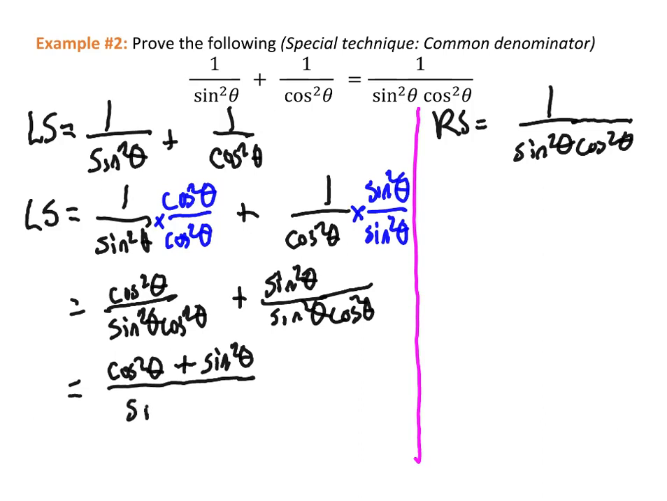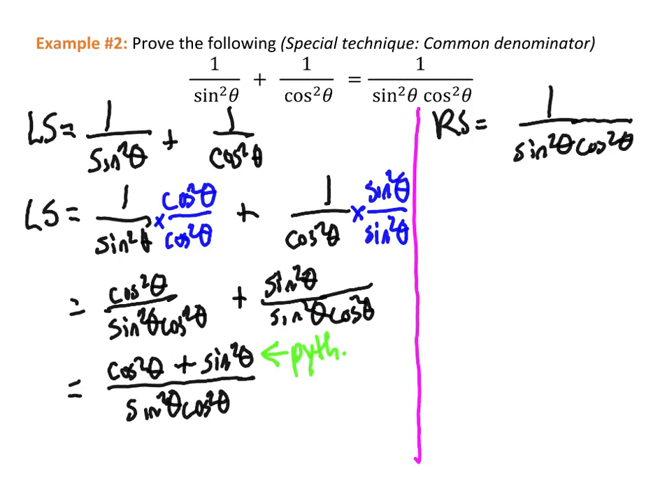On the bottom, I have sine squared theta cos squared theta. All right, so the good news is that I've made this a single fraction, which makes it closer to the right side, but it still doesn't look like the right side. So what are we missing? Well, what we should notice here is actually the Pythagorean identity is hiding in here.